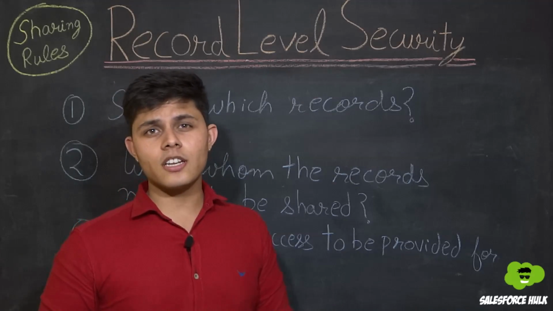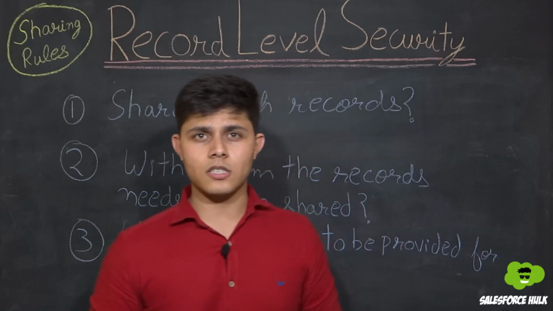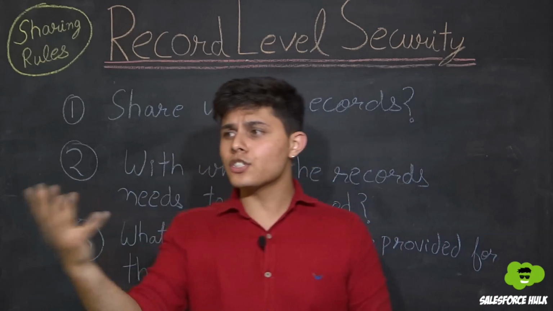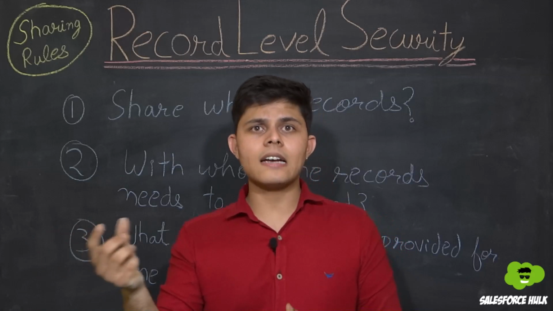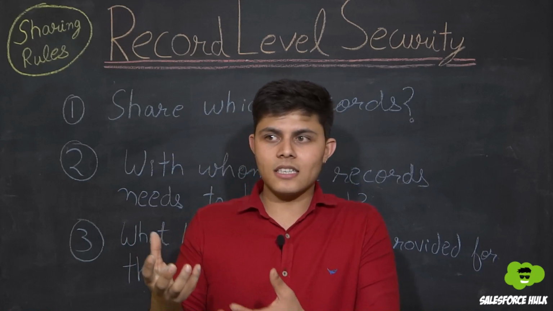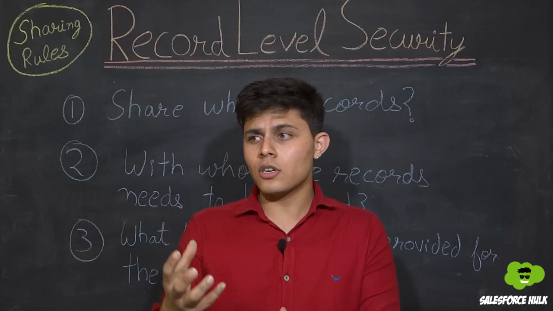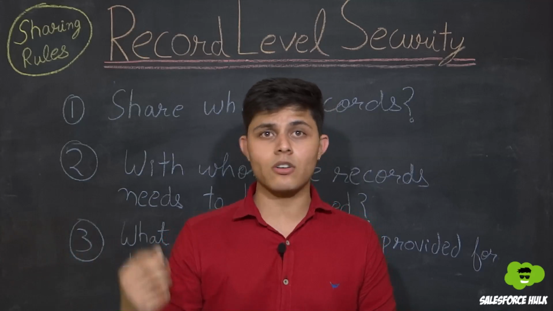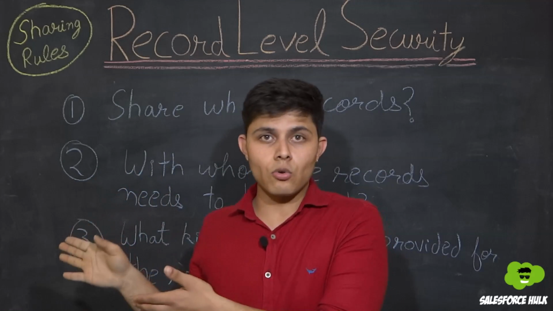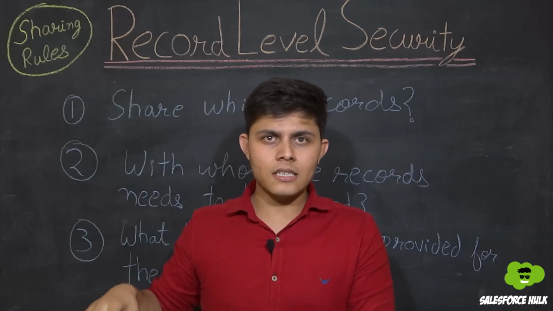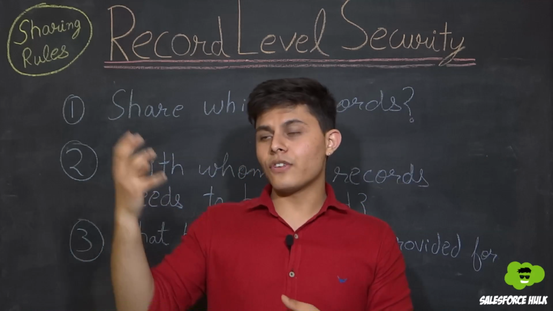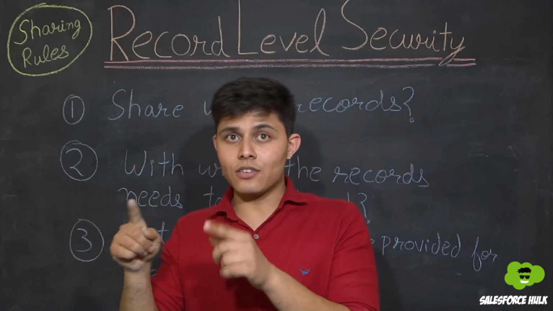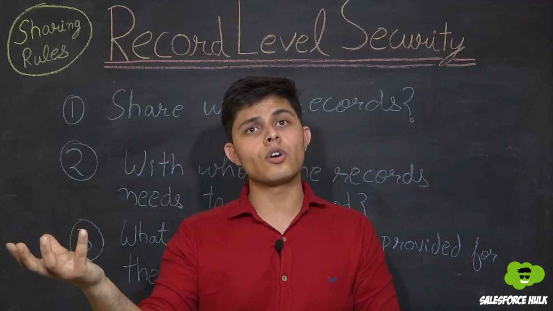But before creating sharing rules, administrators need to answer three questions. First: share which records. Administrators need to identify which records they want to share. They want to share the records which are owned by a particular set of users, or records that meet a particular criteria. If it is based on owner, then identify who the owner or owners are. Or if it is based on a particular criteria, then clarify what the criteria is that you need to implement to filter out those records which you want to share.